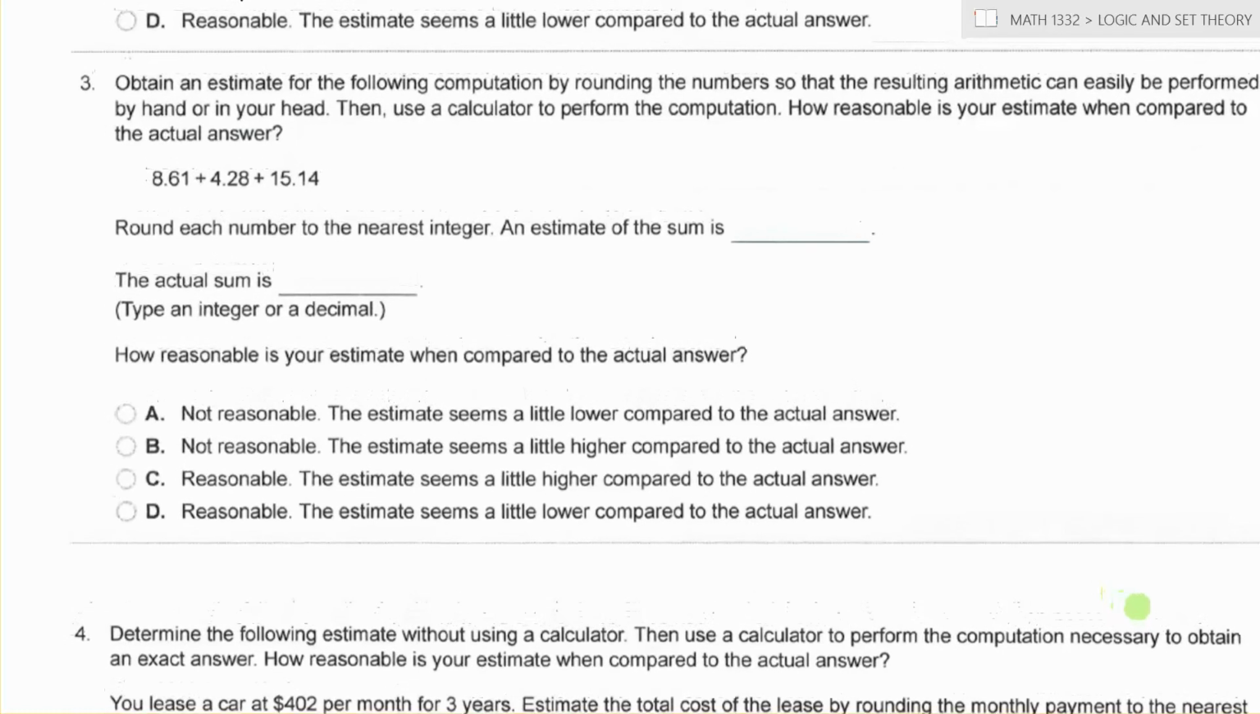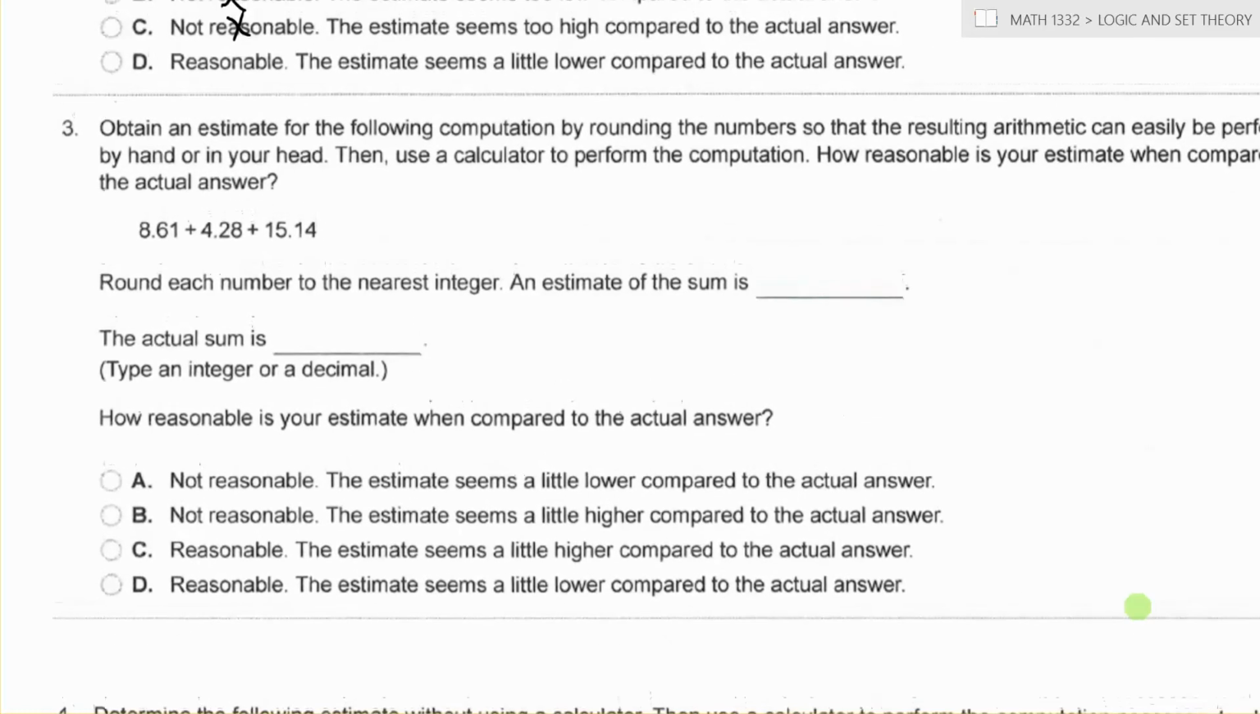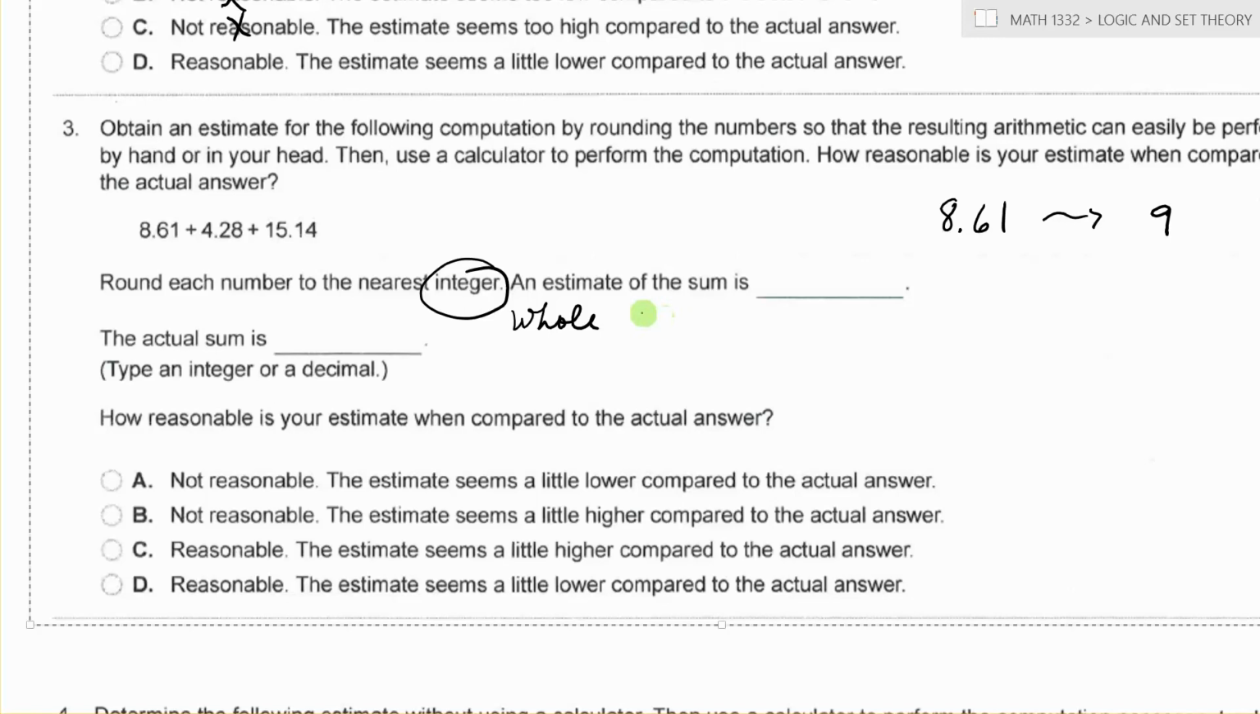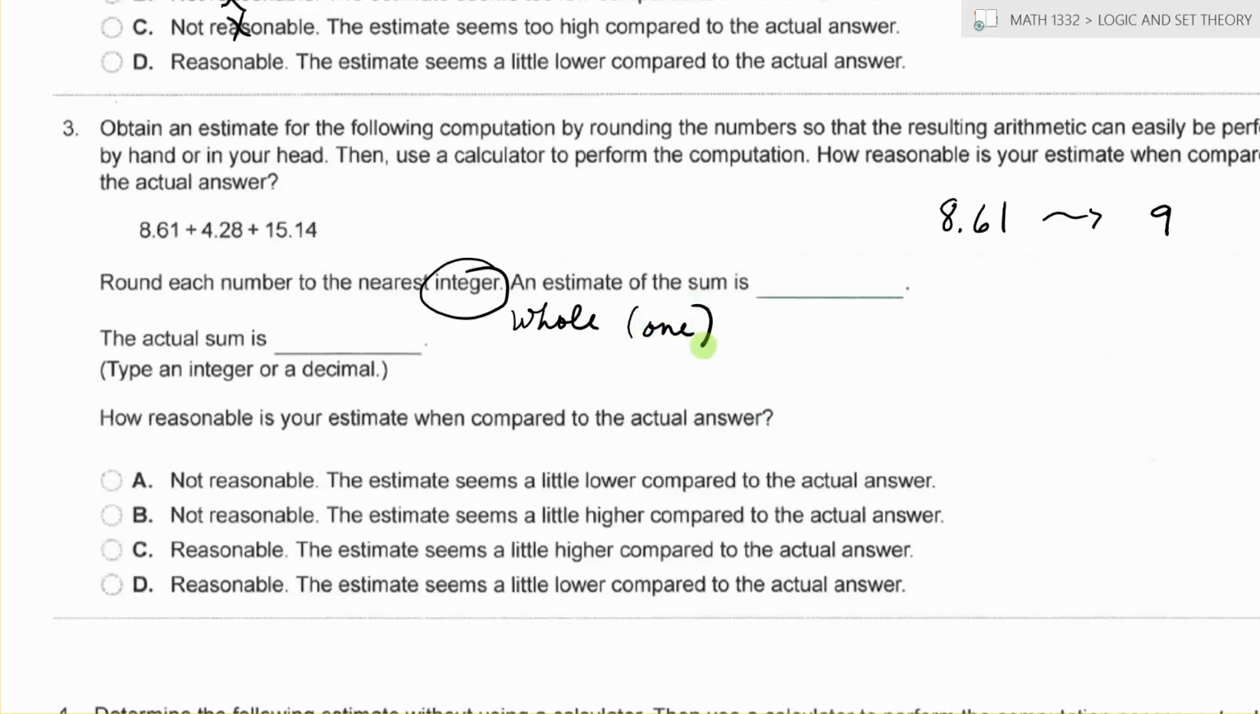The instructions are exactly the same, so I'm not going to reread those. This time it says round each number to the nearest integer, and that is a whole value, positive or negative. Well, these are all positive, so 8.61 rounds to the whole number 9. So when it says integer or whole number, it is to the nearest 1. The ones place.